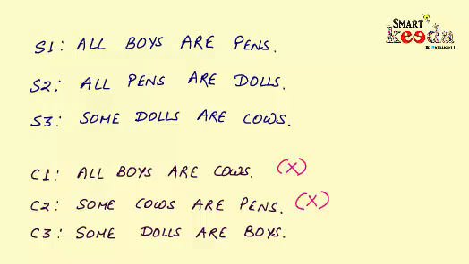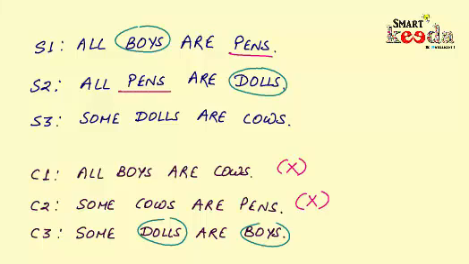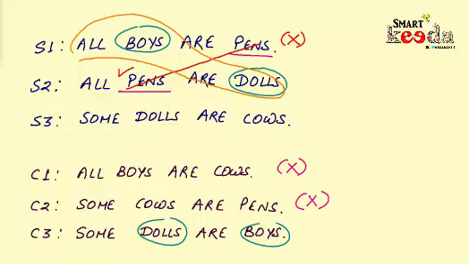Now we are left with conclusion 3, in which we need to find a relationship between the classes of dolls and boys. And if we look at the statements, we can find boys here and dolls here, and the middle term is pens. Now we can see that the class of pens is not being distributed in S1, but it is being distributed in S2, and therefore we can deduct the middle term, and the conclusion will be all boys are dolls, and the converse of which will be some dolls are boys, which we can find in conclusion 3, and therefore we can say that conclusion 3 follows here.